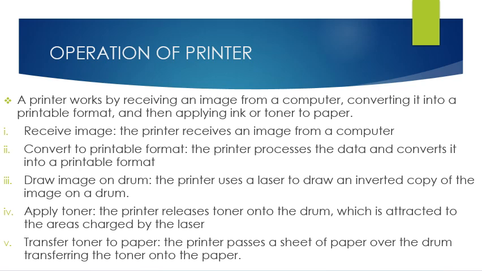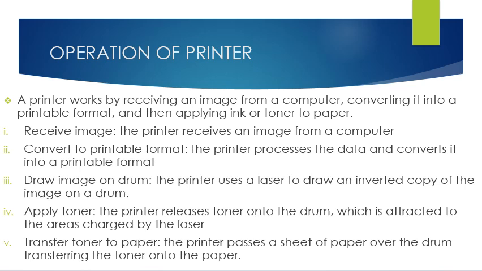Then applying ink or toner to paper. The process of applying this ink allows the color and the characters to be clearer than not adding ink to the printer. So we have receive image. The printer receives an image from a computer system. With the help of the printer, you'll be able to receive images of the computer system in the form of hard copy. So convert to printable format. The printer processes the data and converts it into a printable format.